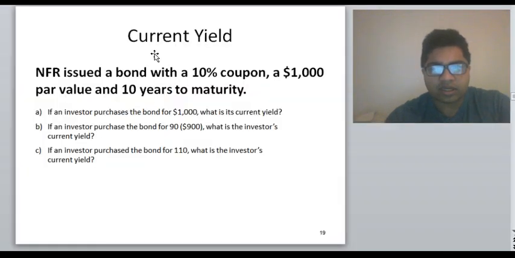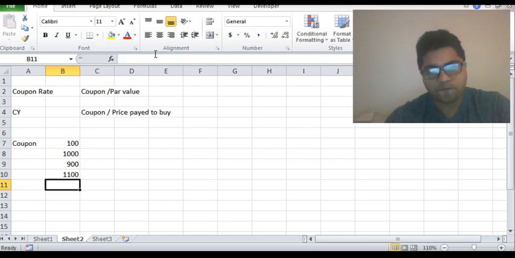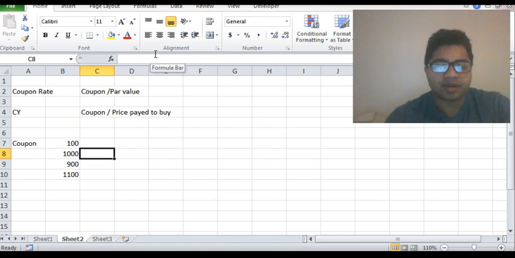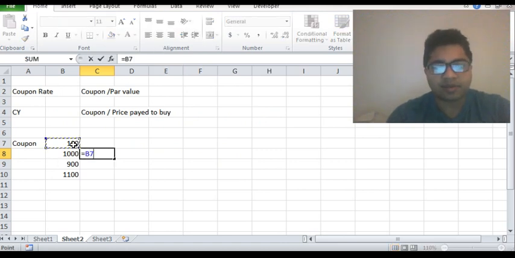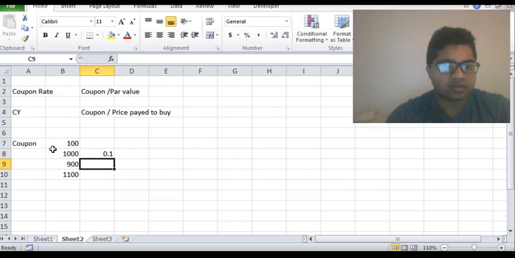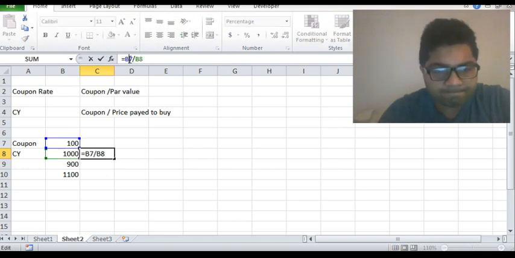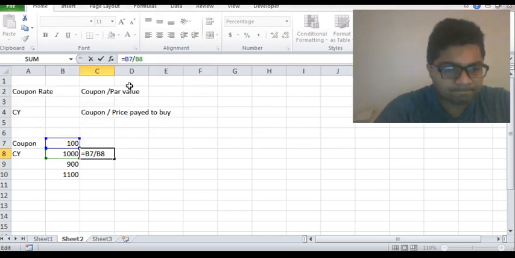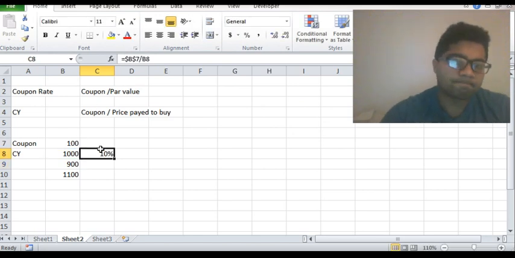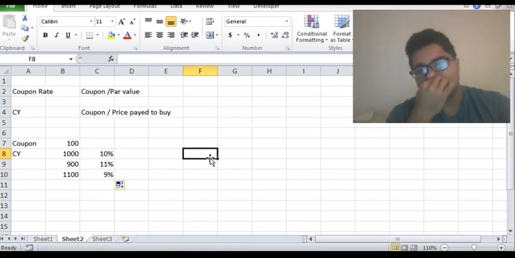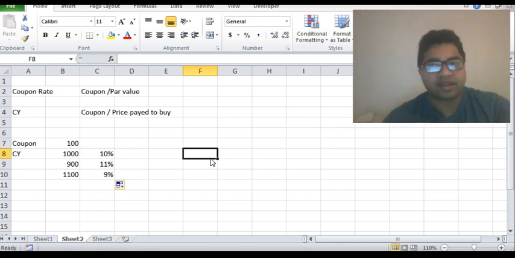for 900 and for 1,100. These are the different price combinations that are given, purchase prices that are given. So in the first case, the current yield will be coupon divided by 1,000, that is 10%. This is the current yield. Okay, in the second case it will be 100 divided by 900 and 100 divided by 1100. So the yields are 10%, 11% and 9% respectively.